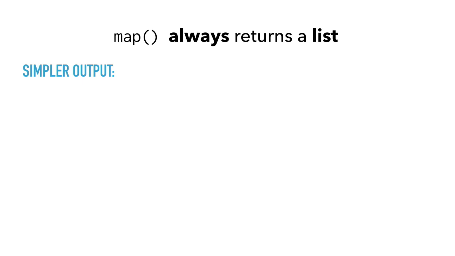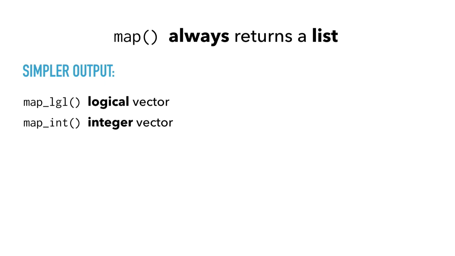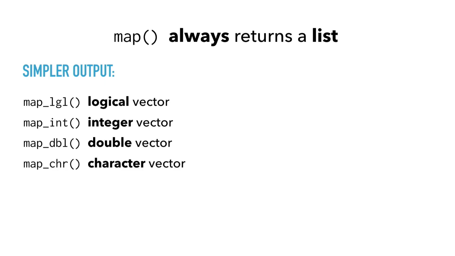Often you don't want a list back, right? The whole point of iterating over this list is you might be trying to extract some simple information and you just want a simpler type of output. The way that that's handled in purrr is that you use a different function. There is a function called map_lgl, and that will, instead of returning a list, return a logical vector. That vector will be the same length as the original list that went in, but it's now going to be a logical vector. There's map_int for an integer vector, map_dbl for double, and so on. You can see the pattern.